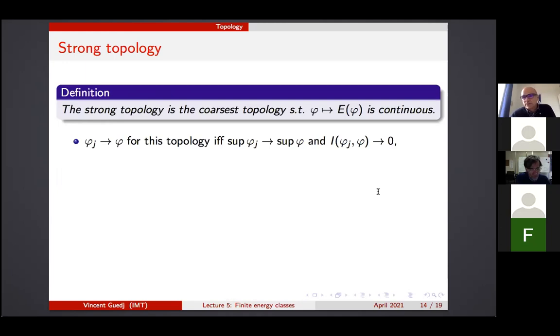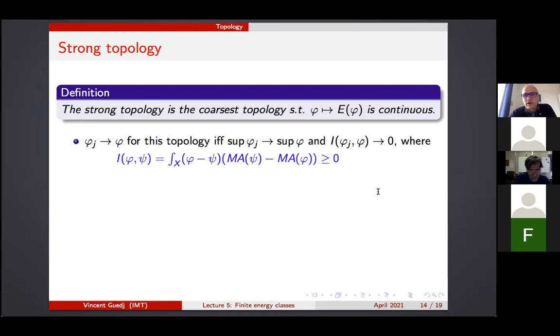And a practical criterion in order to understand convergence for this topology is that a sequence converges for this topology if and only if, on one hand, you have a convergence, say, of the supremum, which is a minimal type of requirement, and then a certain I functional of the difference converges to 0, where I is the following quantity.